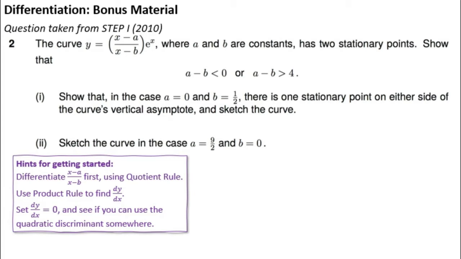Once you've got that, because it's talking about stationary points, we're going to use dy by dx equals 0. And since it suggests there are 2 stationary points, that sounds a lot like there's going to be a quadratic involved, and you might have the opportunity to use the quadratic discriminant.